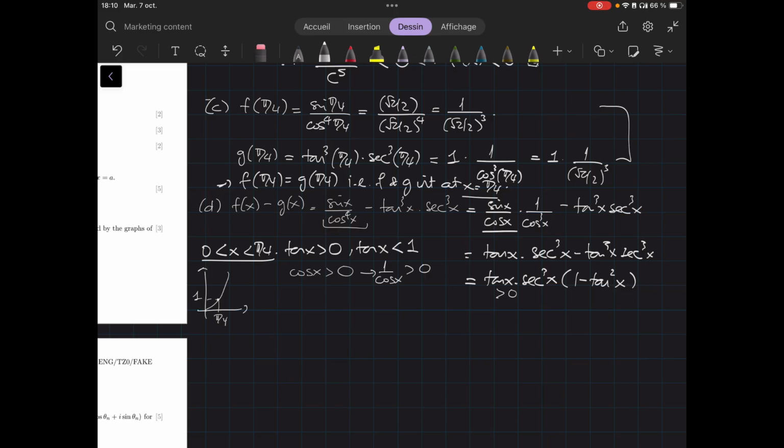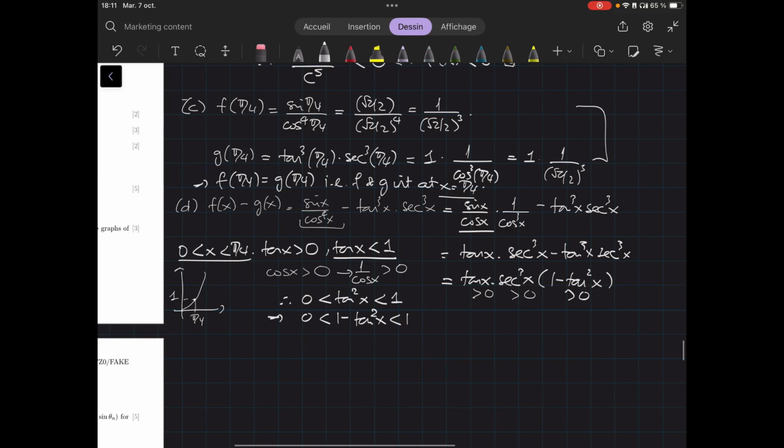So, this term is positive, this term is positive. If tan is less than 1 and greater than 0, that means that tan squared is also between 0 and 1. That means that 1 minus tan squared is also between 0 and 1, aka positive. Now we have a product of 3 positive values. This product must therefore be positive. It's already a lot of writing, eh? Up to this point. Okay.